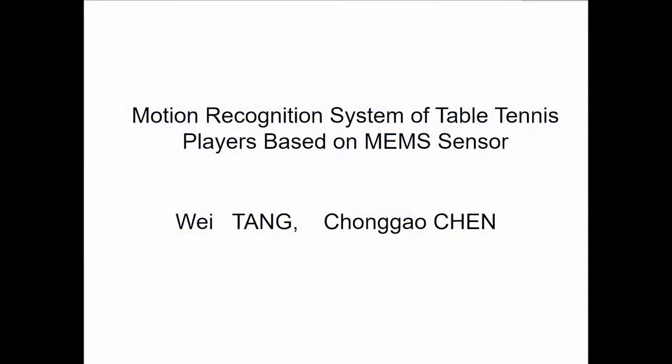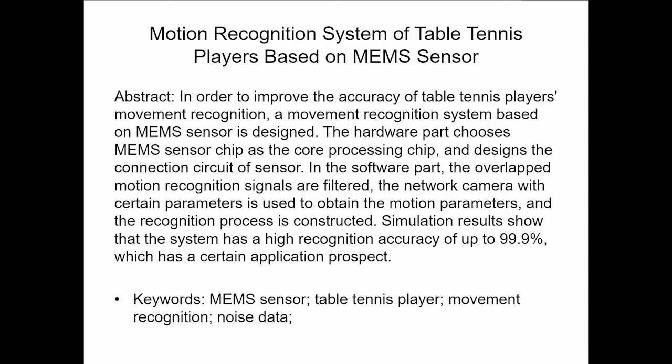Motion recognition system of table tennis players based on MEMS sensor. Wei Tang. Abstract. In order to improve the accuracy of tennis players' movement recognition, a movement recognition system based on MEMS sensor is designed. The hardware part chooses the MEMS sensor chip as the core processing chip and designs the connection circuit of the sensor. In the software part, the overlapped motion recognition signals are filtered.